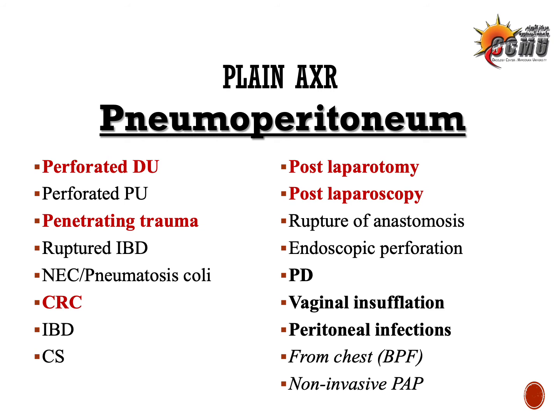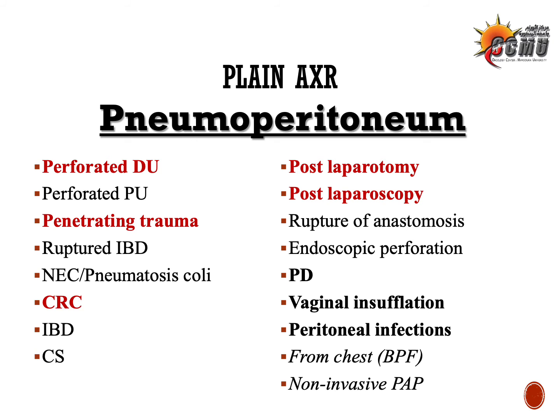The differential diagnosis of pneumoperitoneum is very well known, mostly perforated viscus, penetrating trauma that penetrates part of the bowel, causing escape of air, any ruptured or perforated inflammatory bowel, malignant lesions, and it could even be seen after laparotomy or laparoscopy, of course, and even after peritoneal dialysis or gynecologic procedures like vaginal insufflation.